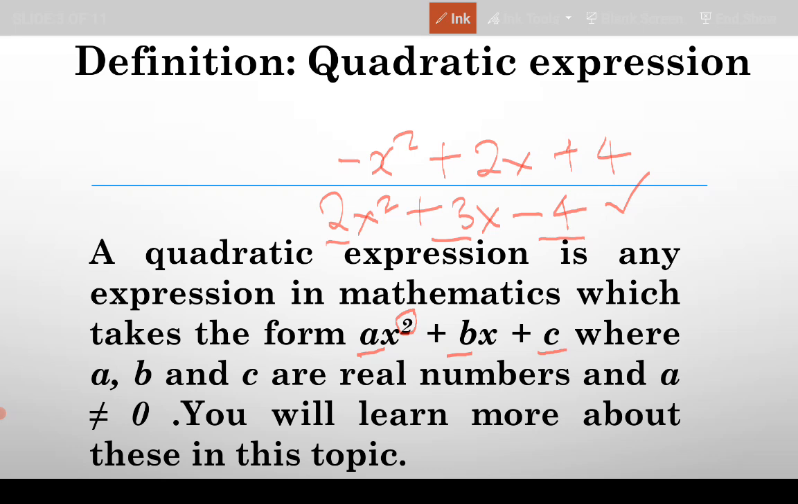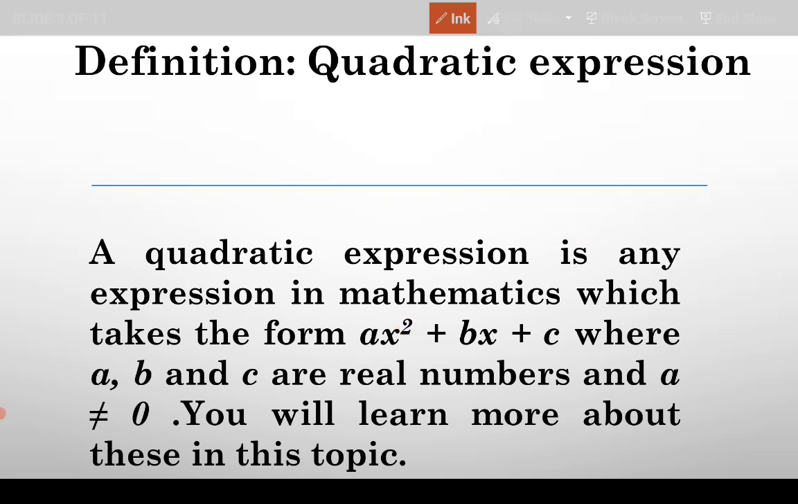So an expression in which the highest power is a 2 is called a quadratic expression. Although the word quad means 4, in mathematics we still use quadratic to mean an expression in which the highest power is a 2. An expression in which the highest power is a 2 is called a quadratic expression, like the examples that I just gave. Both of them are quadratic expressions.